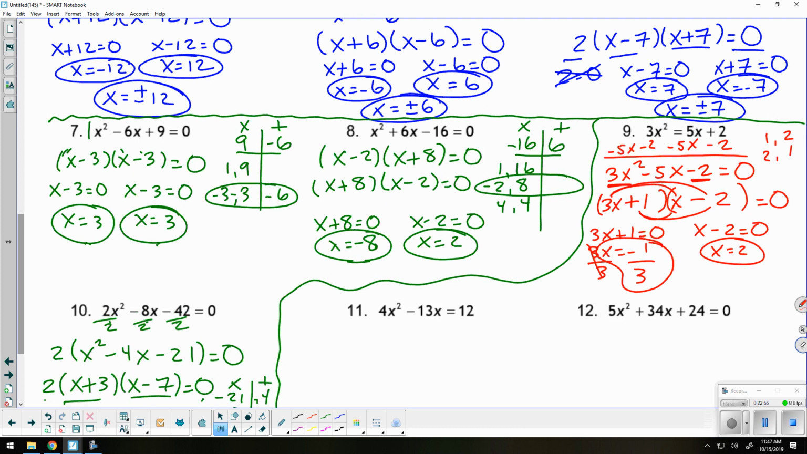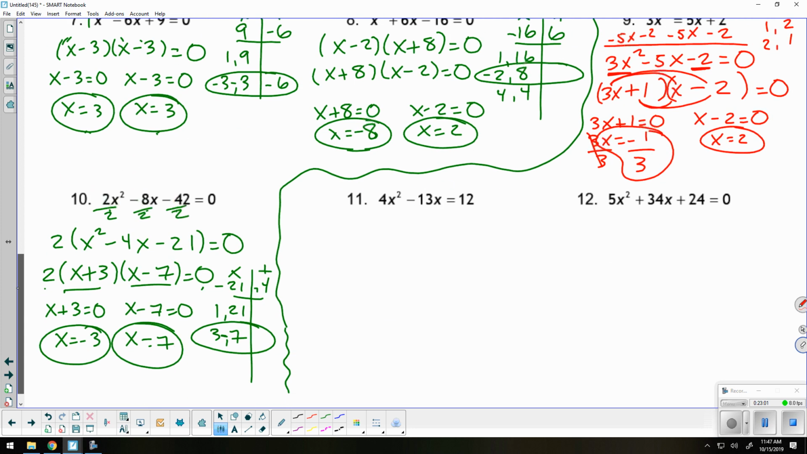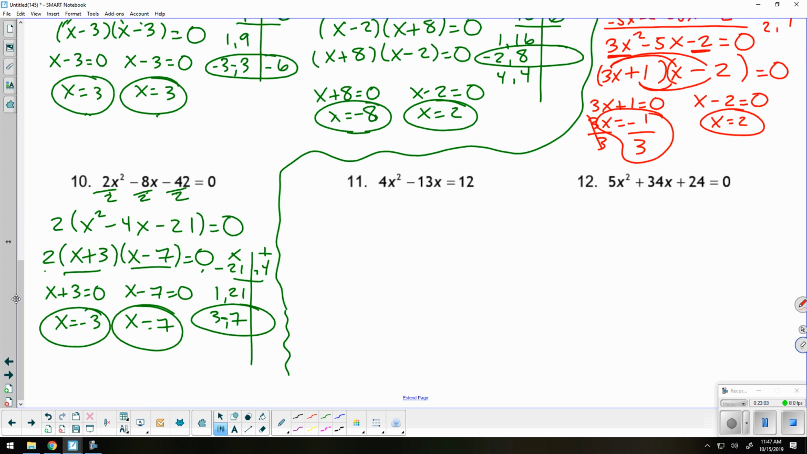I know I made that look super easy, but it does get a little bit tougher. So let's try a little bit harder one. Let's try number 11. So first thing again, make sure it's equal to 0. So I'm just going to move the 12. Just going to subtract it over here. So we get 4x squared minus 13x minus 12 equals 0.